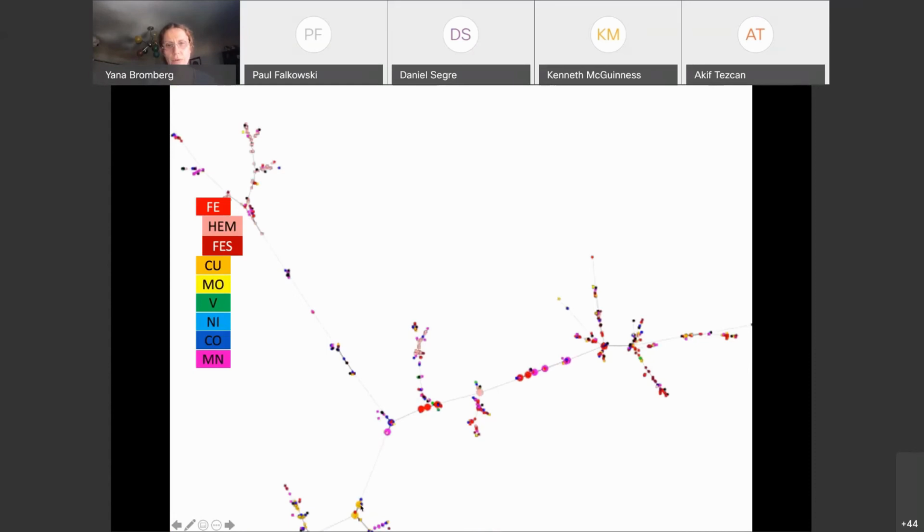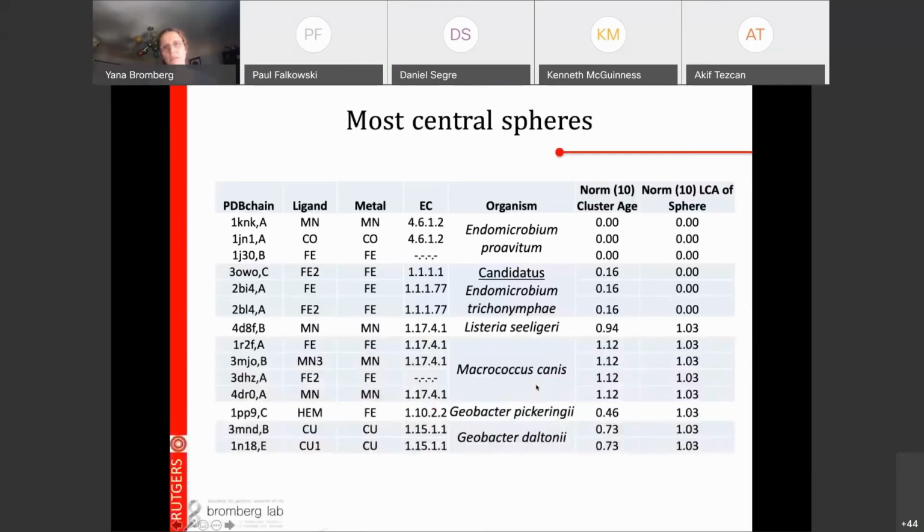So these are copper, these are iron, this is manganese, and so on and so forth. If you look at these structures, here they are. They fall into these organisms that we're looking at here in the middle. They're mostly oxidoreductases, which is in line with the expectation.